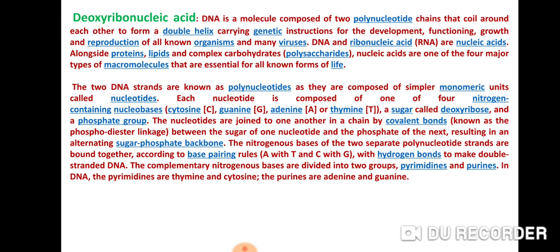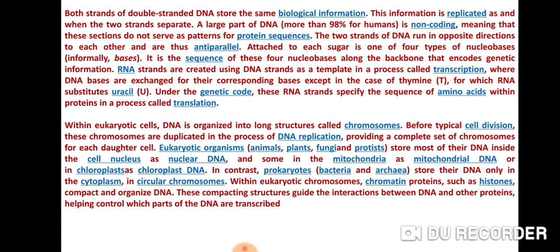The complementary nitrogen bases are divided into two groups, pyrimidines and purines. In DNA, the pyrimidines are thymine and cytosine. The purines are adenine and guanine. Both strands of double-stranded DNA store the same biological information. The information is applied as and when the two strands separate.